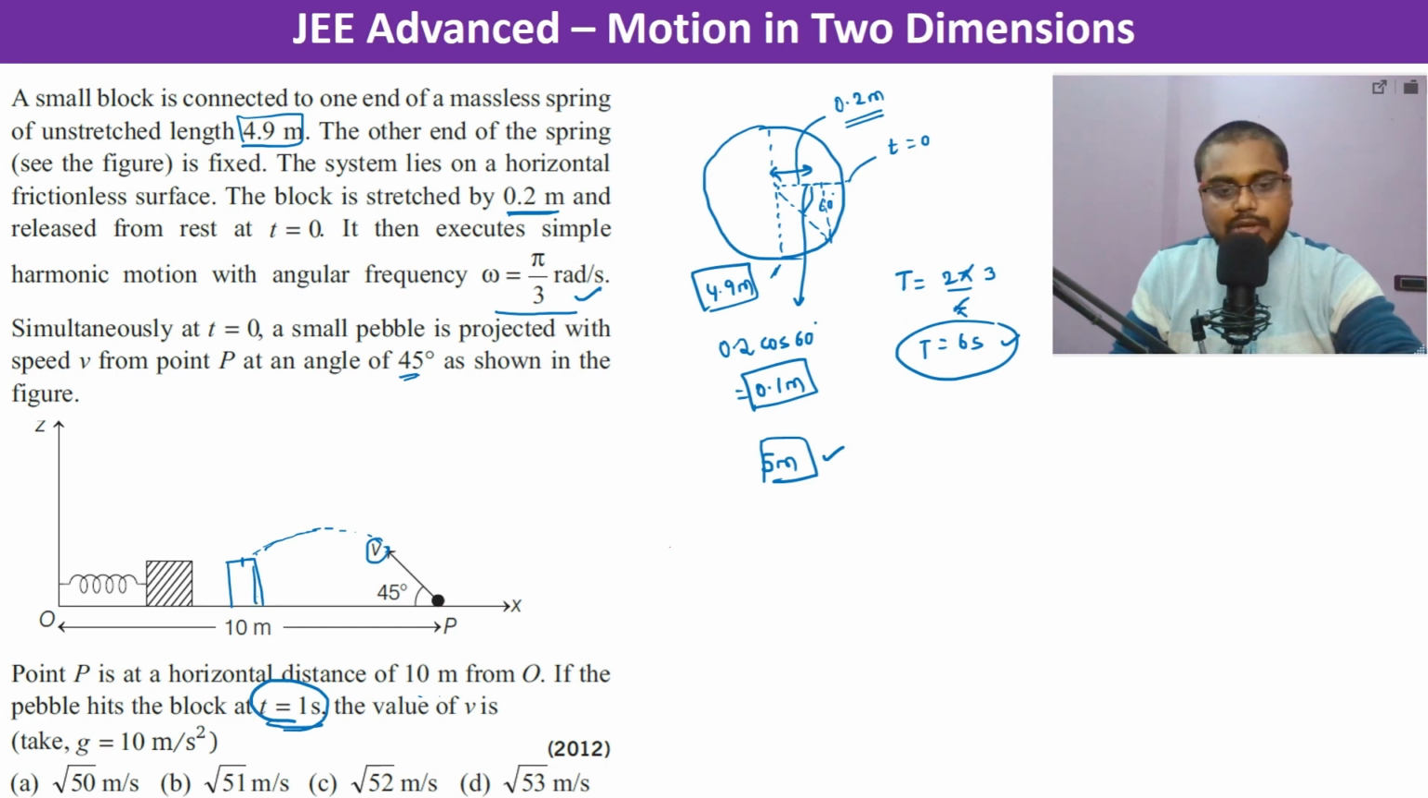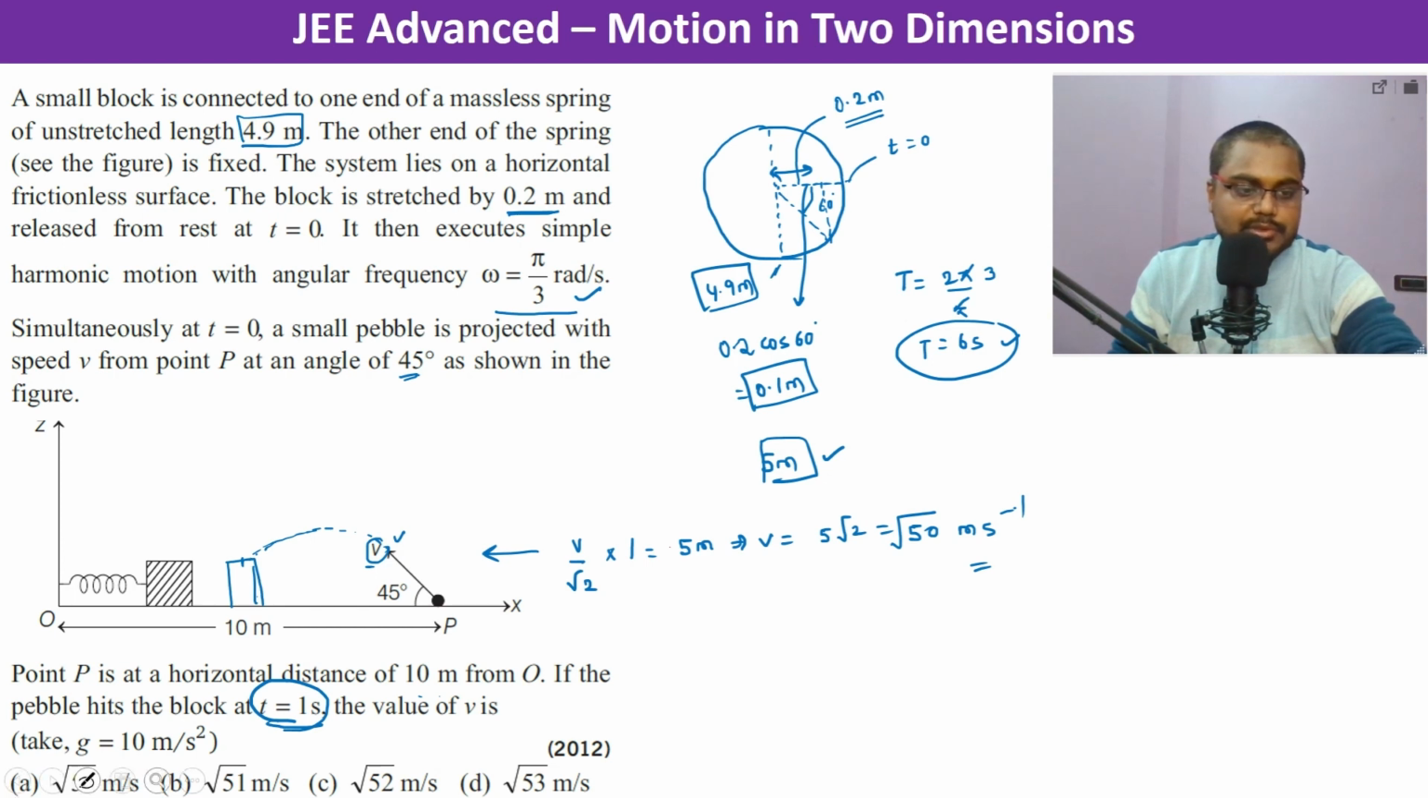Okay. So now if you see, the velocity of the pebble in this direction is v cos 45. So this is v by root 2, and time is 1 second, and the pebble has to travel 5 meters. So therefore this is 5 meter. So therefore v becomes 5 root 2, which is root over 50 meter per second. This is A. A is the option.